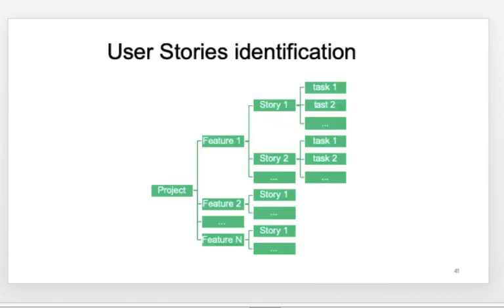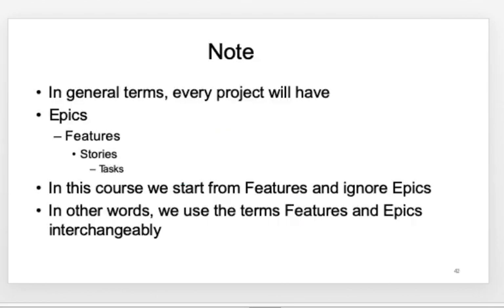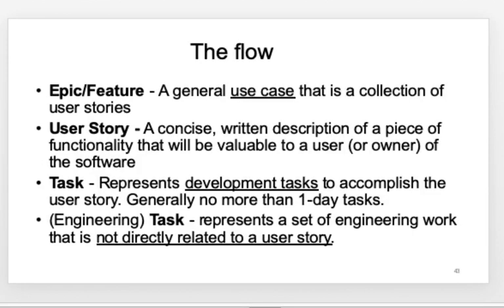So you have a project. I have features, stories, and tasks. The features are called the epics. So we normally keep on interchanging and using features and epics, and both will mean the same thing. So you have a feature or an epic, then you have a user story, and below which you have a task. And this is the general flow for a project.